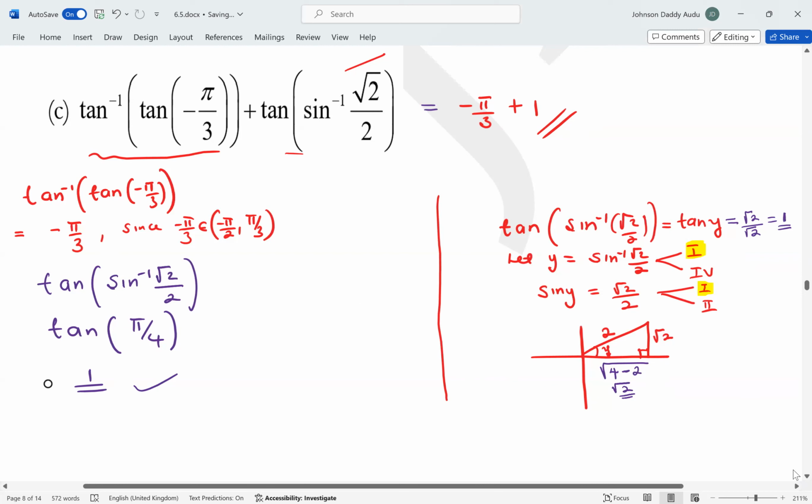All right, so this is how to compose trigonometric functions.